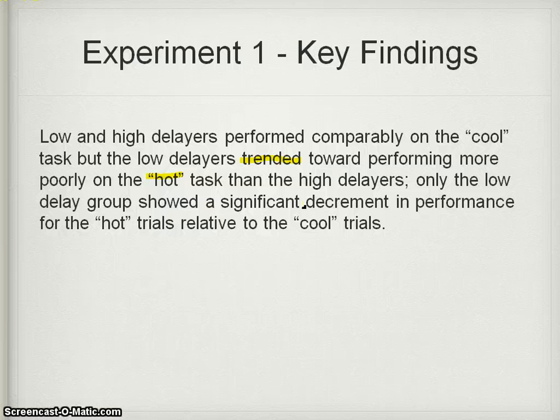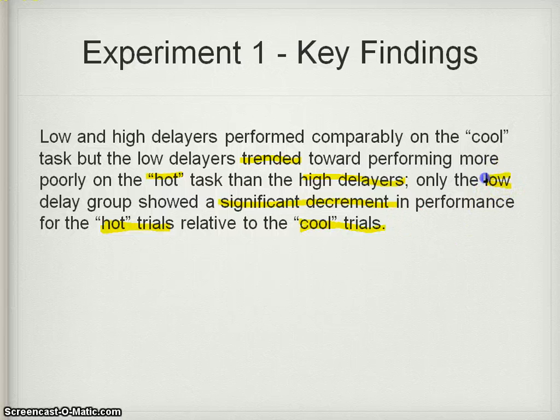That's where they're finding the significant differences in the performance. But they trended towards performing more poorly on the hot tasks than the high delayers did. Only the low delay group showed a significant decreasement in performance for the hot trials relative to the cool trials. Okay, so if you compare their performance between their gender task and their fearful face and their happy face, then the low delayers were the ones that showed that big difference in performance. Okay, but not a significant difference between the low and high delayers in any task.